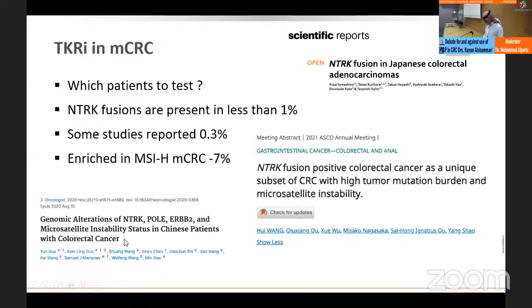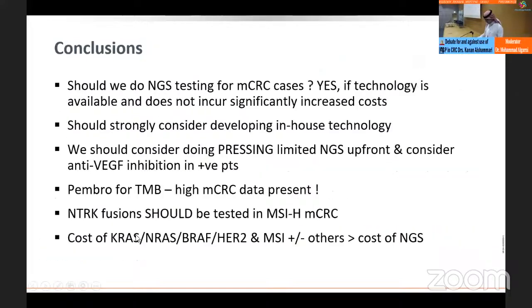I do think that the cost of doing KRAS, NRAS, BRAF, HER2, MSI, and perhaps others, and I know that this list of biomarkers will increase with time, is perhaps going to be more costly if we take each test alone compared to an NGS panel. And I can see a pathologist in front of me nodding here.